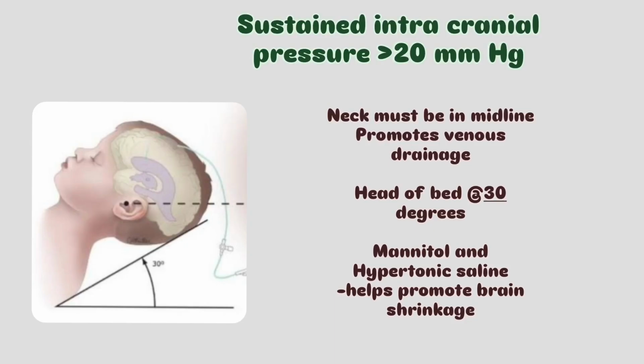For sustained intracranial pressure greater than 20 mm Hg, the neck must be in midline as it helps to promote venous drainage. Then the head of the bed should be at 30 degrees, and then we can give mannitol and hypertonic saline which helps to promote brain shrinkage.